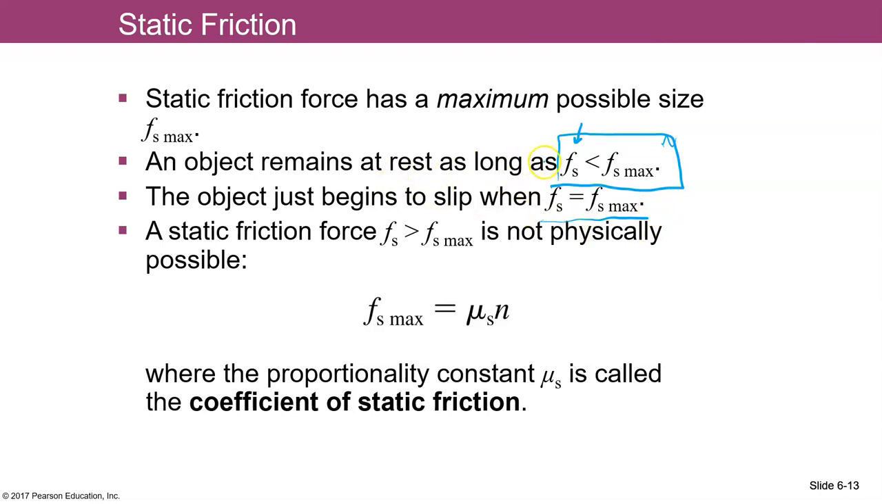And so it's not possible for the static friction to ever exceed its maximum, and its maximum is this equation over here: mu s times n. Again, I generally refer to the normal force as F sub n, but it's the same idea. And this proportionality constant, mu sub s, is called the coefficient of static friction. We'll talk about that more later. But let's look at the problem that we were looking at. In the problem, we were told that you had a box. So here's a picture of our box.